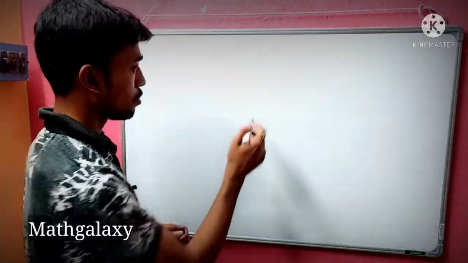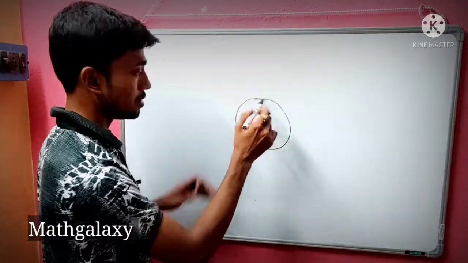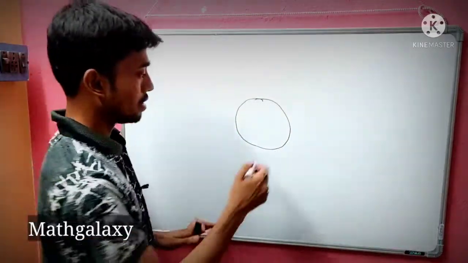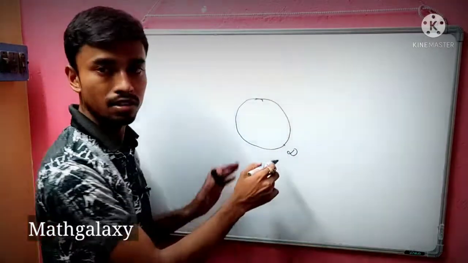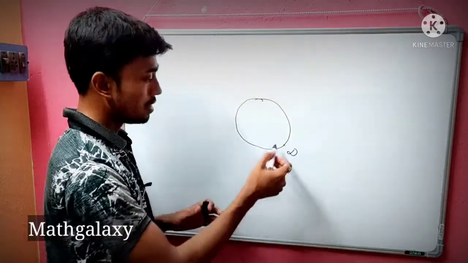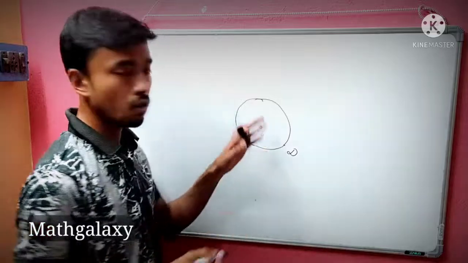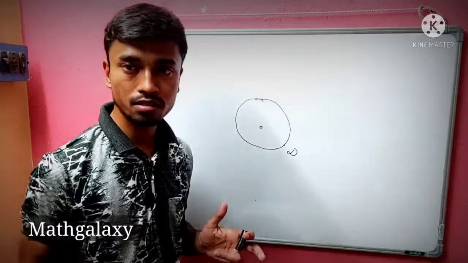Because if you can imagine, the complex plane is like this kind of circle, okay? And let's say this is infinity. Just imagine this is infinity. Got it? Then this is, let's say, zero. Then where is minus infinity? You cannot define minus infinity in such a way.